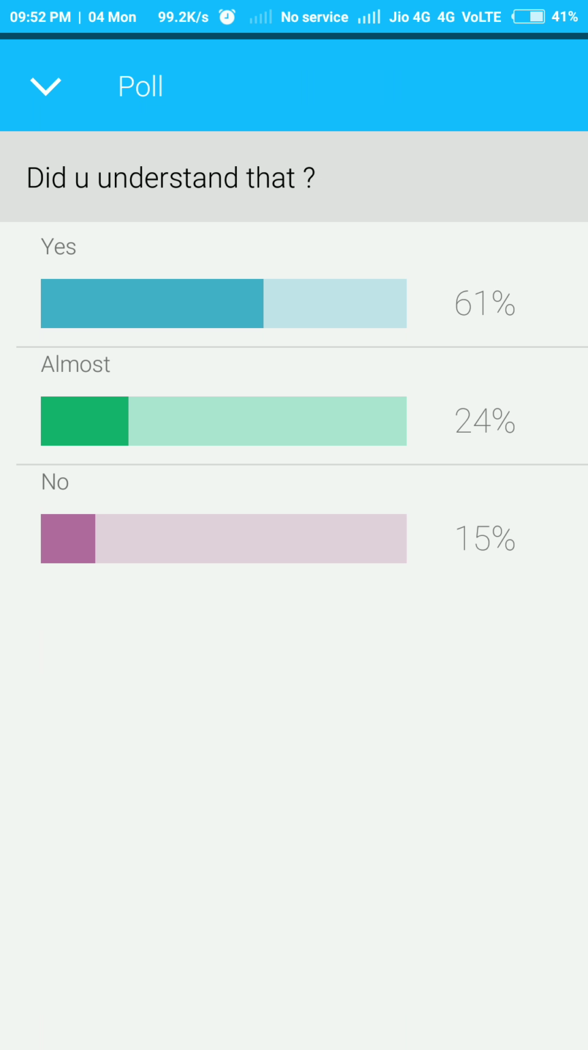Okay. So about 15%, about 3 to 4. Okay, about 25 to 30 students out of 200 have some doubt how this partial derivative is being found.